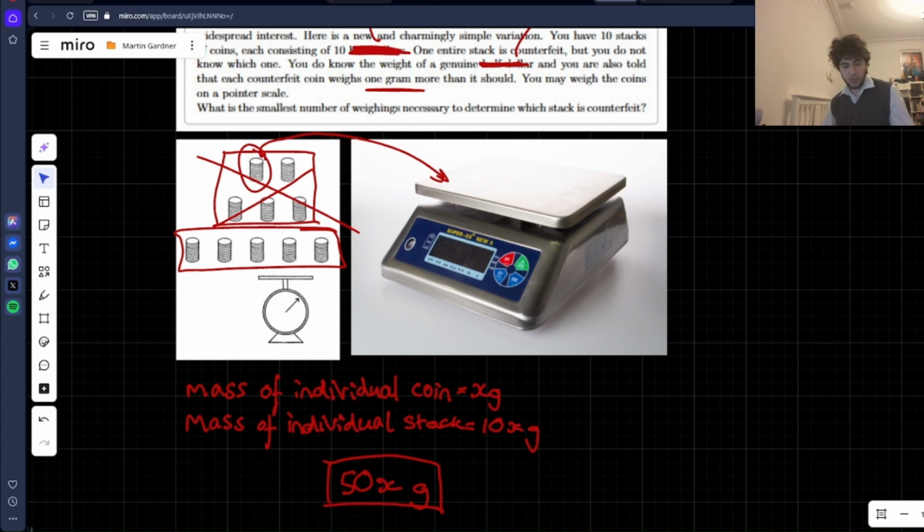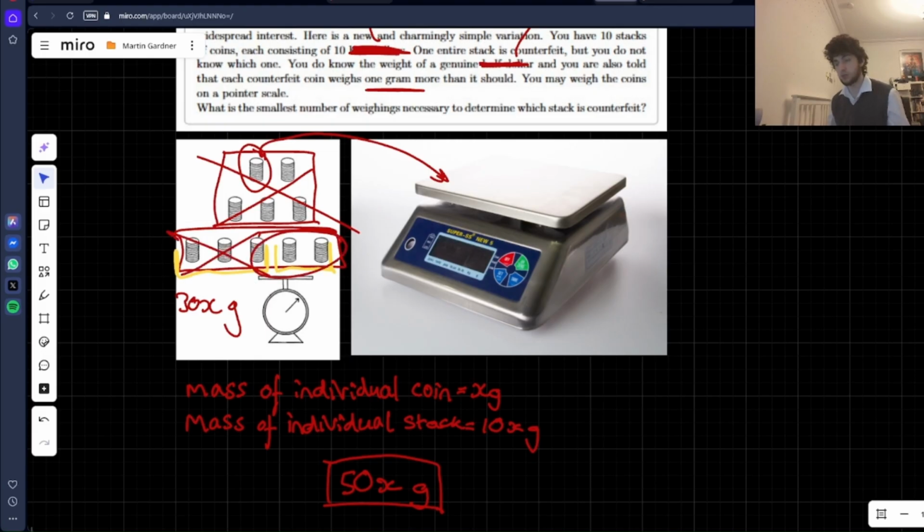The most natural way to do this, which I think students would tell me, is to split it into a group of 3 and a group of 2. So now I have a group of 3 stacks of 10p coins and a group of 2 stacks of 10p coins. I just choose one of them to place, whichever one. Let's say I choose the 3 stacks of 10p coins to place on the scale. Obviously what I'm expecting to see, if they're all real, is 30x grams. So if I do see 30x grams, then I know that each of these is real, in which case I can cross those 3 off.